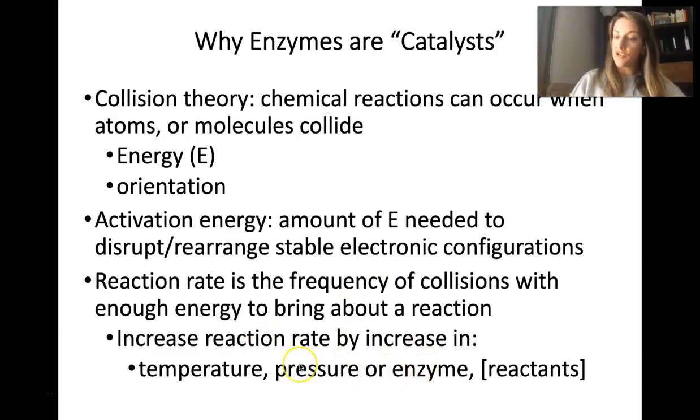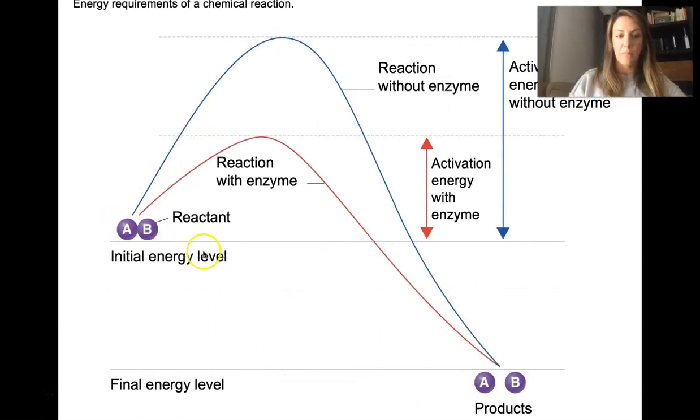Enzymes speed up reaction rates, the production of products, by affecting this activation energy, the energy required here. Okay, so here's what it looks like in a graph. We've got our energy level here on the y-axis, and this is going to be time on our x-axis. And here are our substrates, so you had substrate A, substrate B. They're called substrates or reactants, either way.